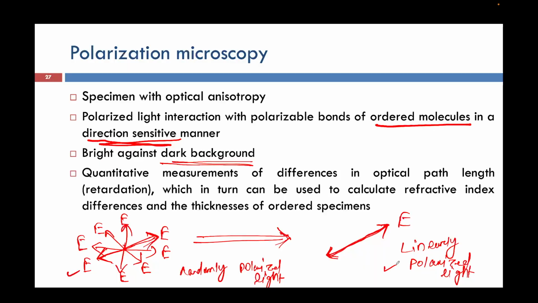And this is a quantitative measurement. Why do we do this polarization microscopy? To check the optical path length. We have calculated the optical path length previously. From the optical path length, if we know the thickness, then we can also calculate the refractive index of the medium. Every time we need not know all the parameters, but sometimes if we have to calculate something, we can use polarization microscopy.